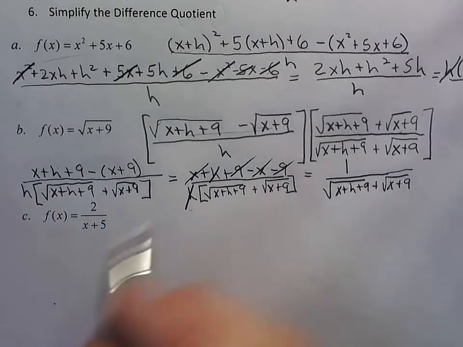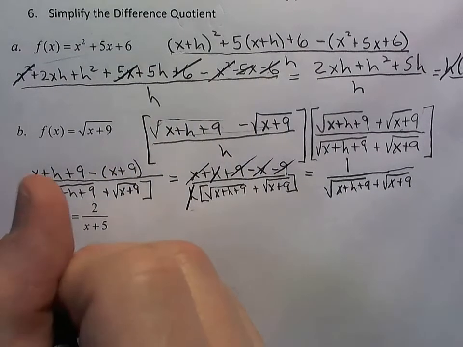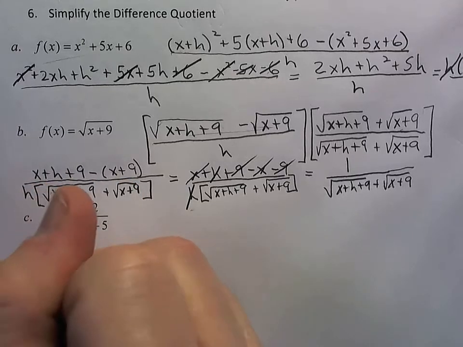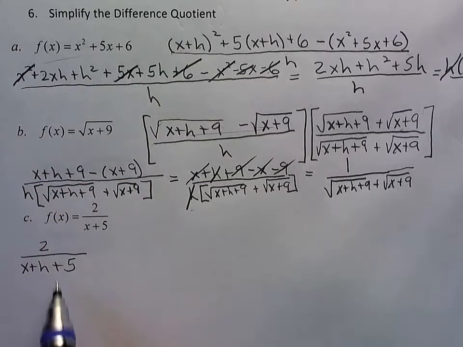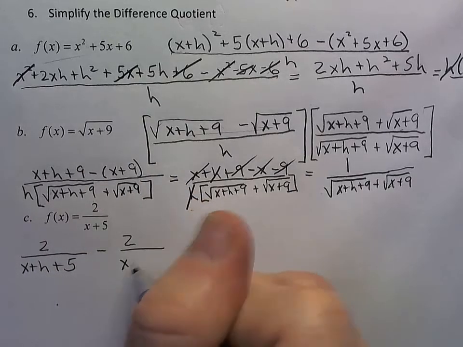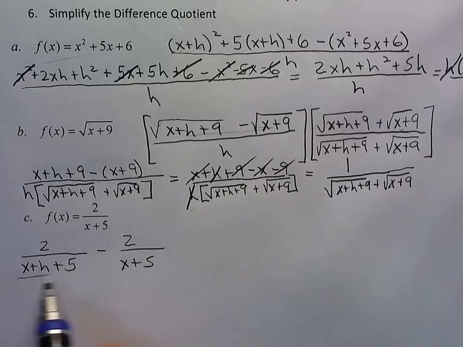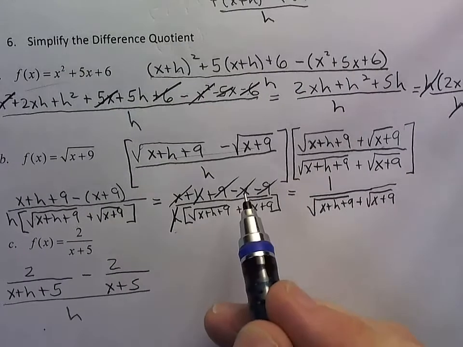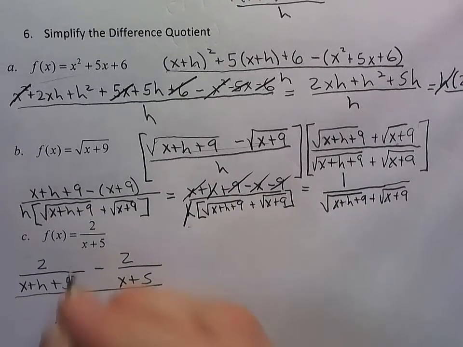Okay. Now, let's look at this one. We've got 2 over x plus h plus 5. That's f of x plus h minus 2 over x plus 5, all over h. Now the trick, so up here the trick was multiply by the conjugate. The trick here is multiply by the common denominator.